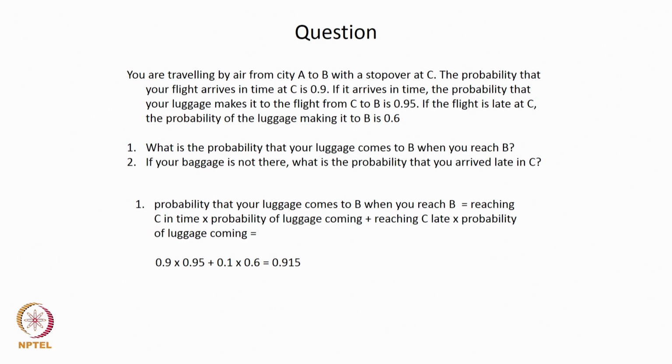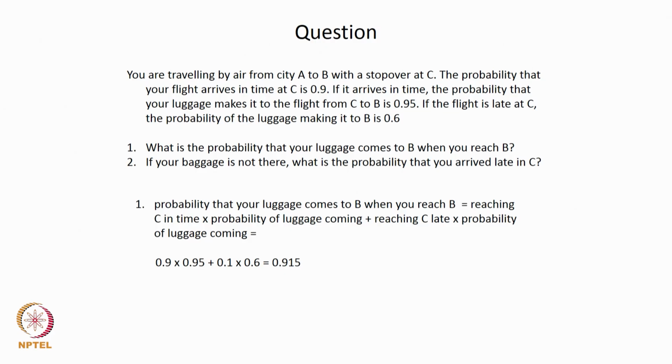You are travelling by air from city A to city B with a stopover at C. The probability that your flight arrives in time in the intermediate airport is 0.9, and if it arrives in time, the probability that your luggage makes it to the flight from C to B is 0.95. If the flight is late in the intermediate, then the probability of luggage making it is 0.6. What is the probability that your luggage comes to B when you reach B? And if your baggage is not there when you reach B, what is the probability that you arrived late at C, which is the intermediate place?